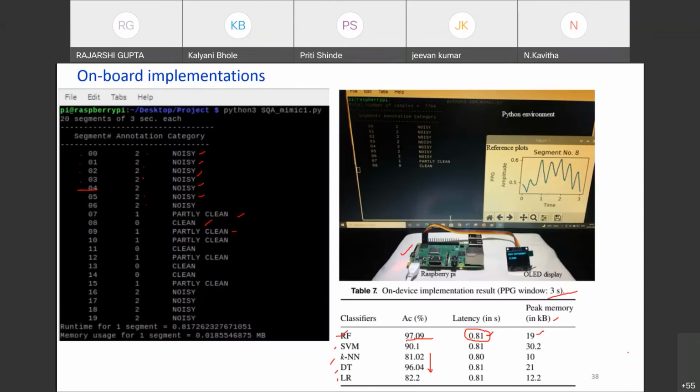Any questions? I have shown two applications. Any questions or queries? Okay, let us move on.